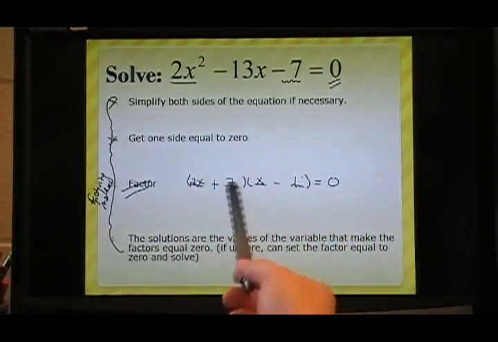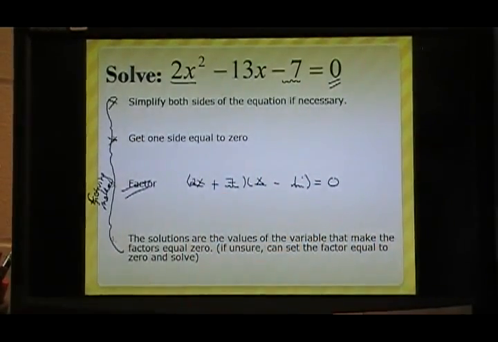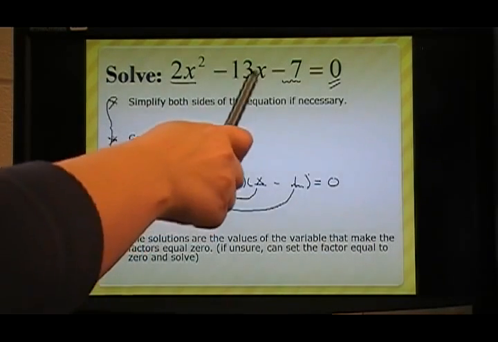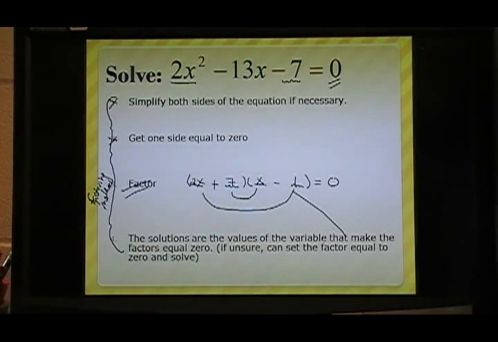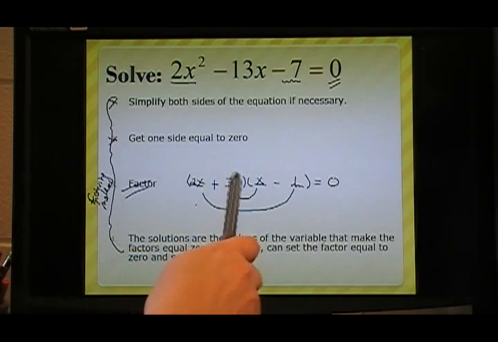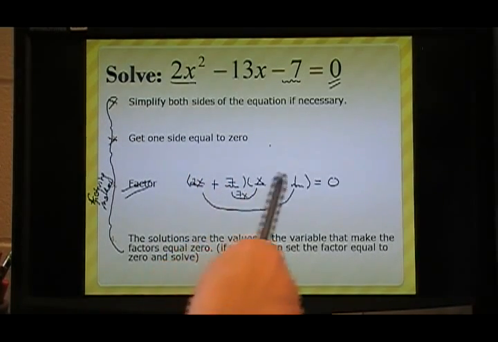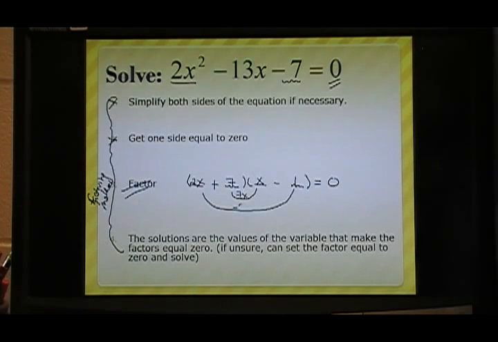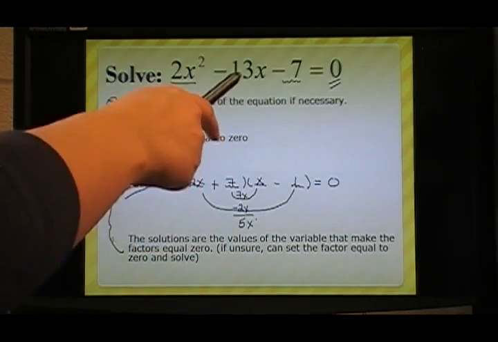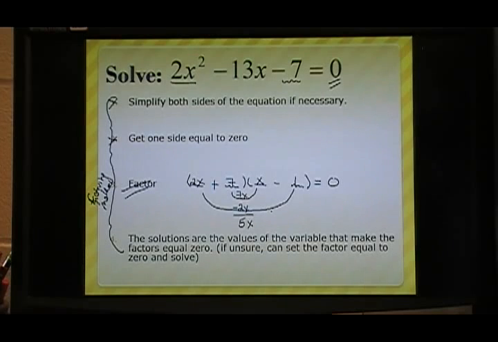And then my check to see if this is the factorization is that inner and outer has to add to this -13x. Whoops. So, when I multiply 7 by x, that gives me 7x. When I multiply 2x by -1, I get -2x. And when I add 7 and -2, that gives me 5. So this does not match that, so this is not the correct factorization.